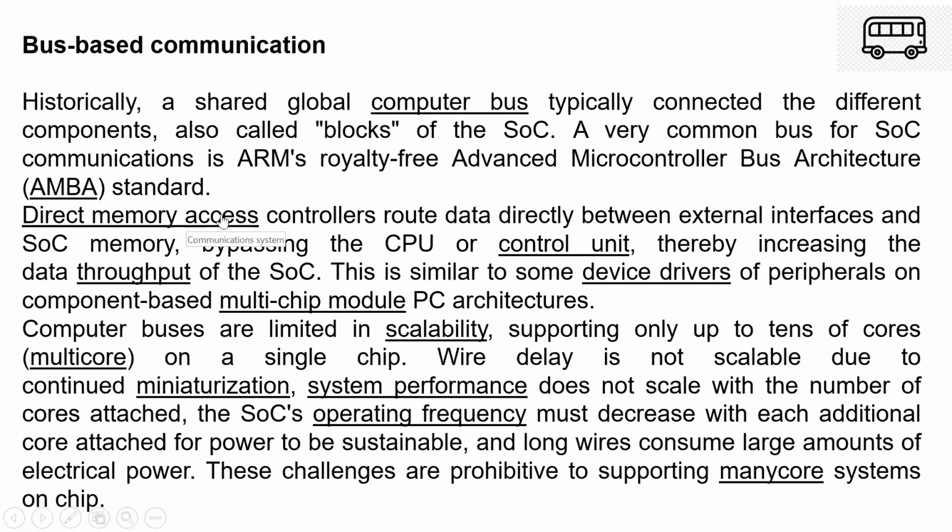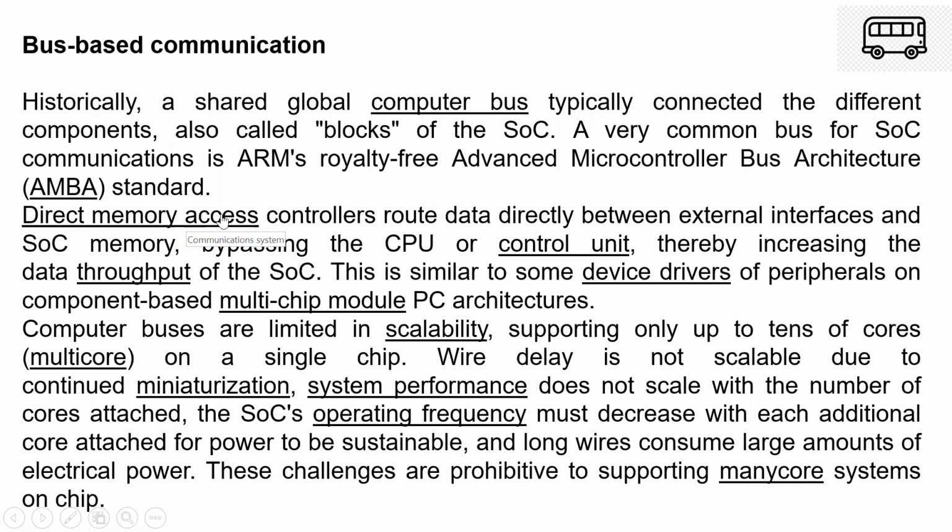bus-based architecture is limited in scalability. If you are going to increase the number of cores, then you cannot use a computer bus system or bus-based architecture, because it will make the overall system very slow, which is not required. So for this purpose, generally the network on chip is used. That is what we have studied.